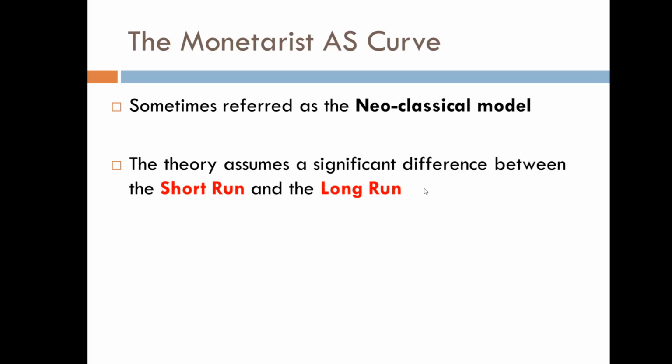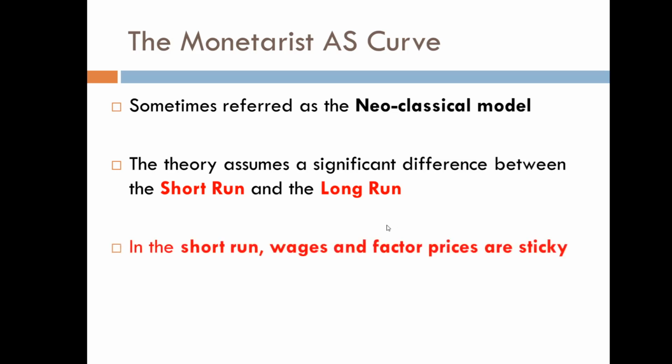So for a new classical model, or you can call that neoclassical model, it's the same. We will divide the AS curve into short run and long run. And we have some assumptions. So you just have to bear this in mind. The assumption is, in the short run, wages and factor prices are sticky.